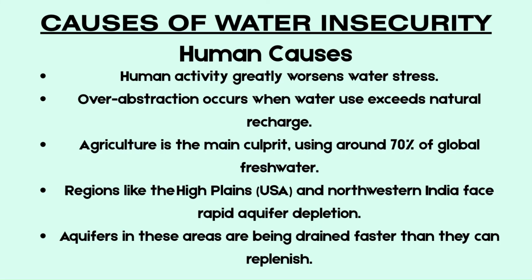While physical geography plays a significant role, human activity often exacerbates water insecurity. One major factor is over-abstraction. As the global population grows and urbanization accelerates, the demand for water increases dramatically. In agricultural regions, water is often over-extracted for irrigation, particularly in countries like India, Pakistan, and the USA. For example, in the Punjab region of India, farmers have been extracting groundwater from aquifers faster than it can recharge, leading to steadily declining water tables.